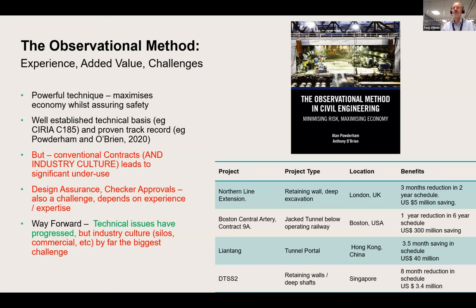In order to provide some practical examples of how we've done the observational method on real projects, I've got the book that a colleague, Alan Powderham, and I have published, and that gives a wide range of different OM applications and some of the real issues that had to be overcome to use it in reality.